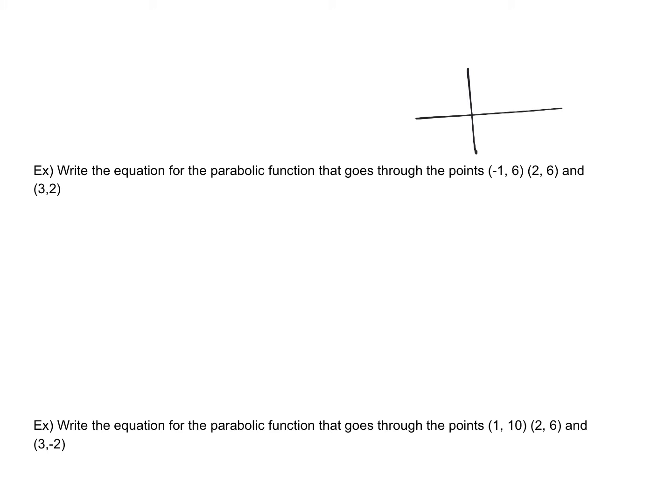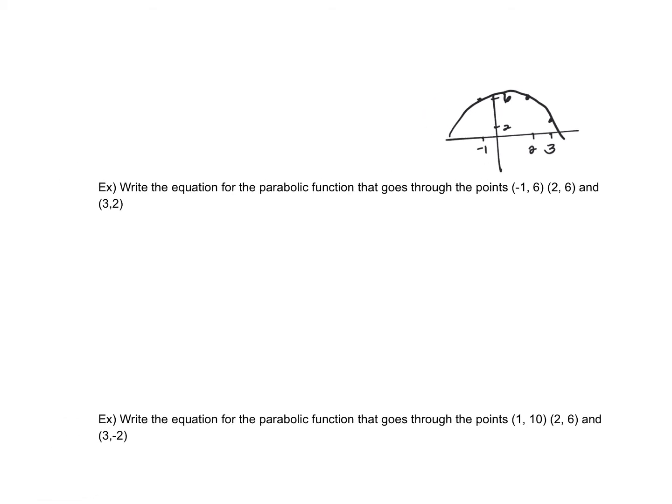On this first example, the points are at -1, 6, so there's one there. Looks like 2, 6, so right there, and then 3, 2 would be about right there. Right, so here's what this parabola looks like-ish. Okay, that doesn't really help me a whole lot getting the equation, but it kind of gives me an idea of how to check my equation after I get it to see if it's realistic for these points.